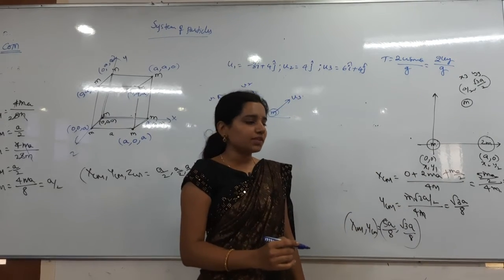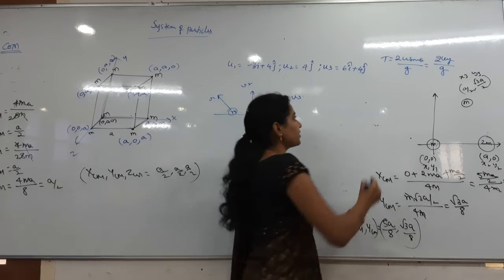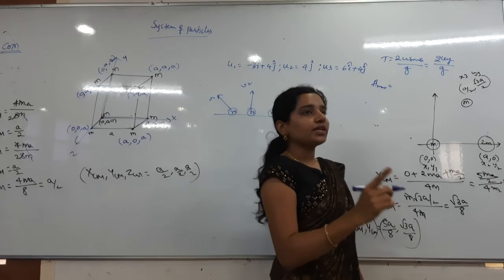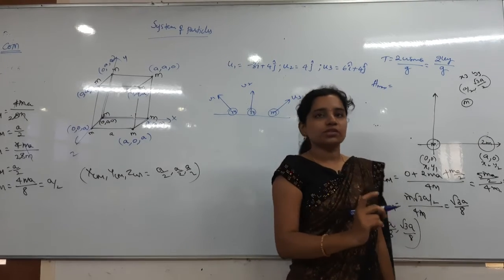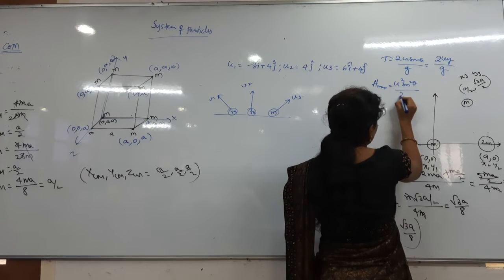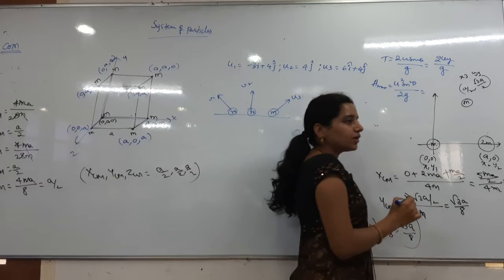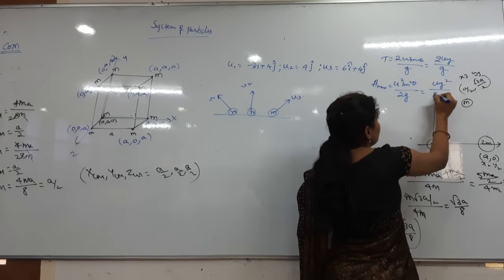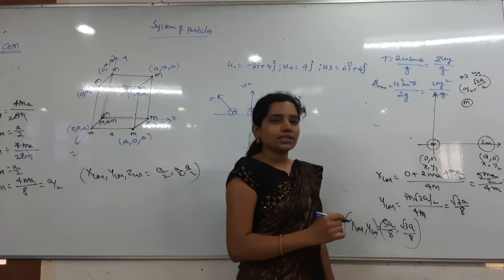Then one more question they are asking, maximum height. H max is equal to, what is the formula? U square sin square theta by 2g. So u square sin square theta by 2g, nothing but, what is u sin theta again, which coordinate? Y coordinate only. So I can write uy square by 2g. That is the h max.